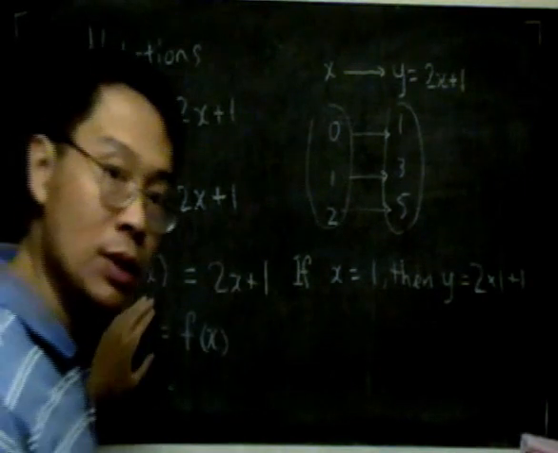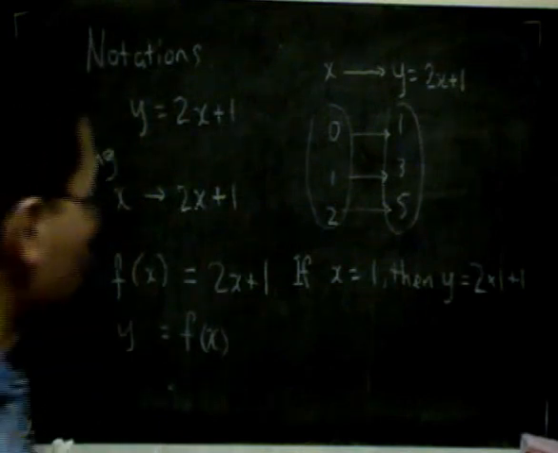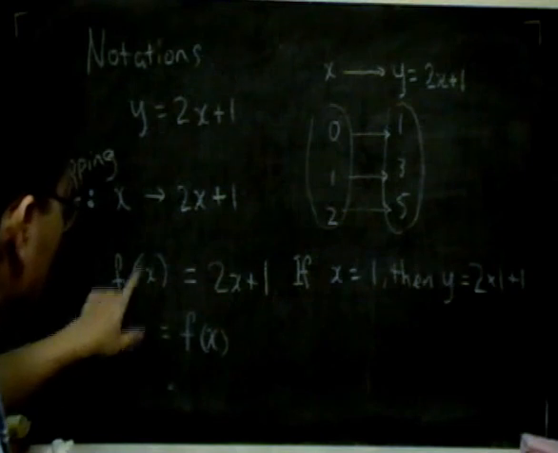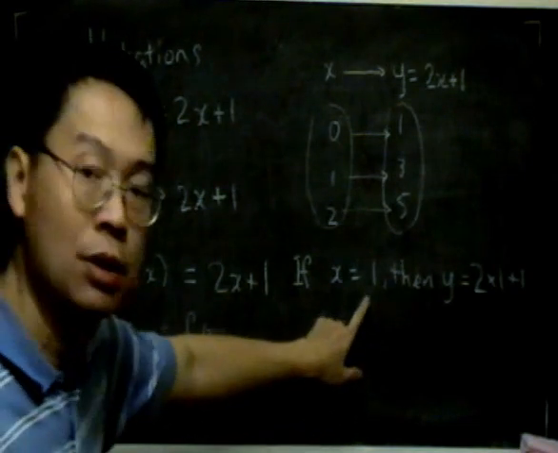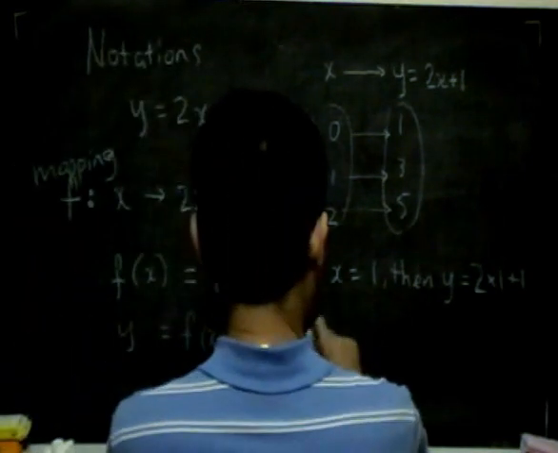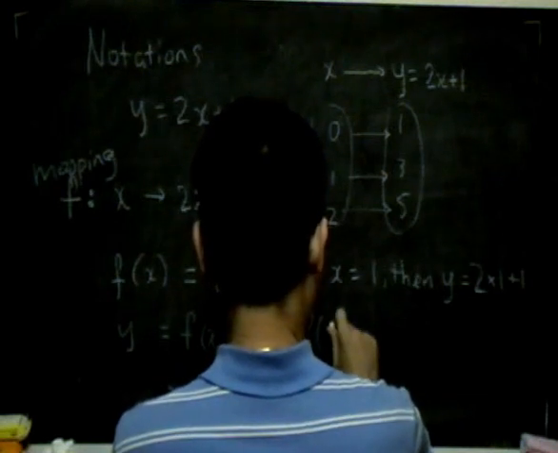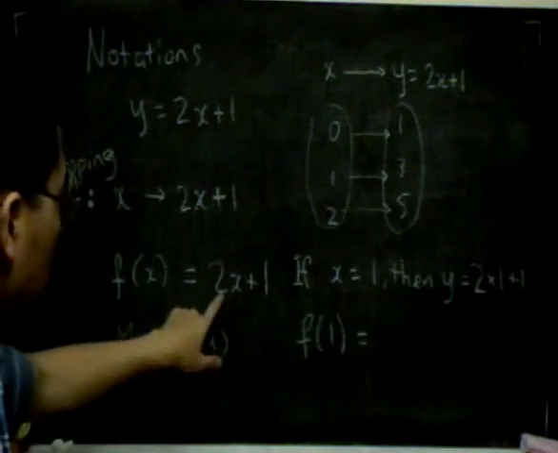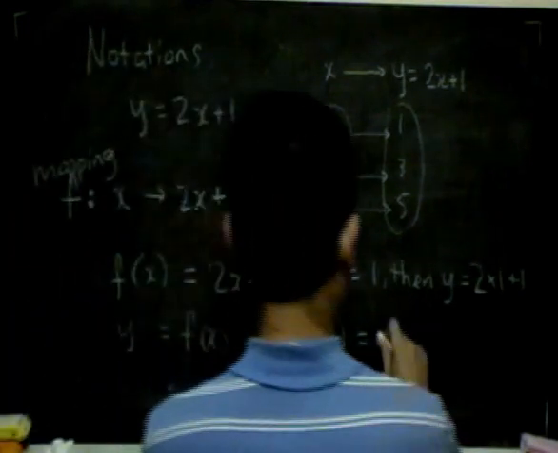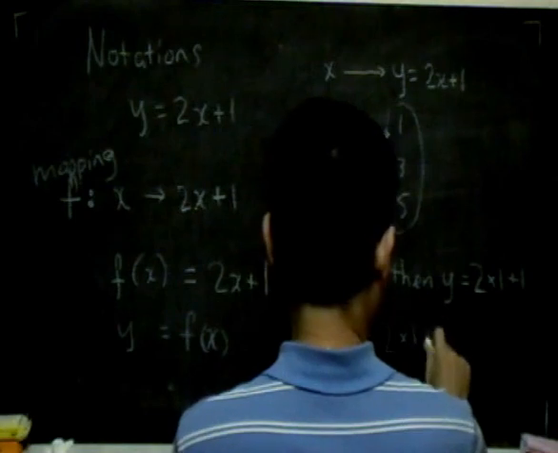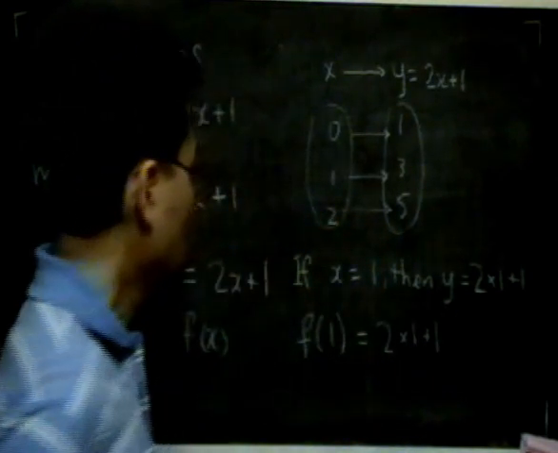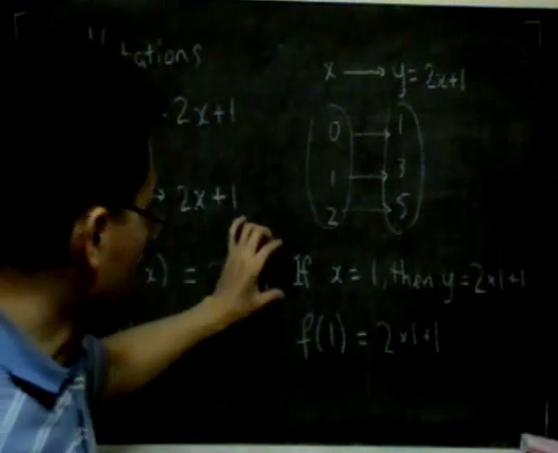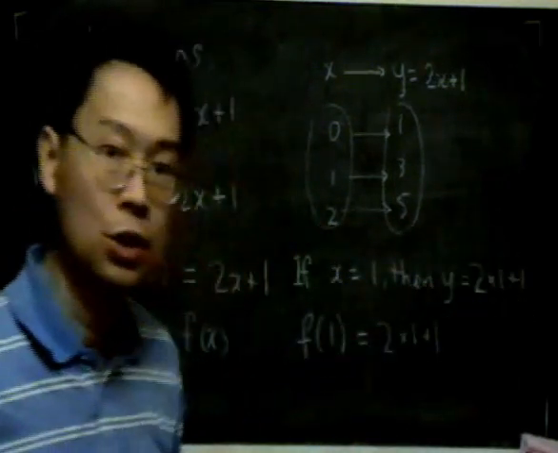But with this notation, I can actually write f bracket x, but with the x replaced by 1 directly. So it looks something like f bracket 1. Okay, and this is equal to 2 times 1 plus 1. Now this gives exactly the same information as the sentence above, which is longer.